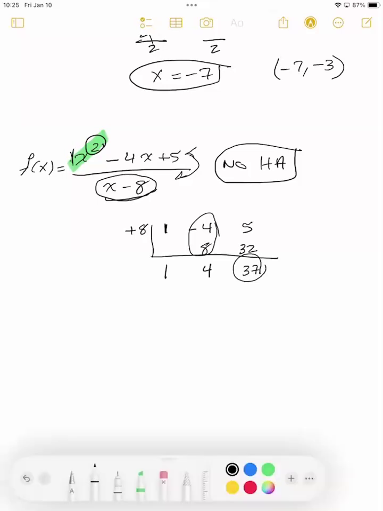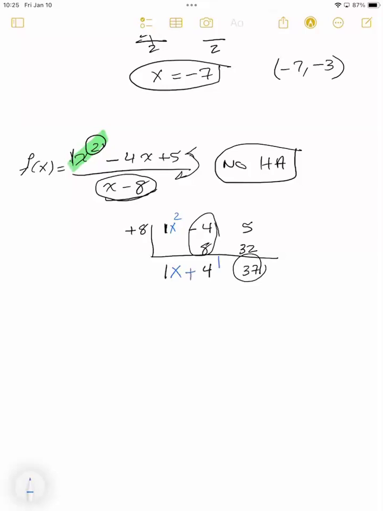So the equation of the slant asymptote is, do you remember this is x to the power 2? This is going to be 1 less. This is 4, so you put a positive. That is the equation. So you say the equation is x plus 4.